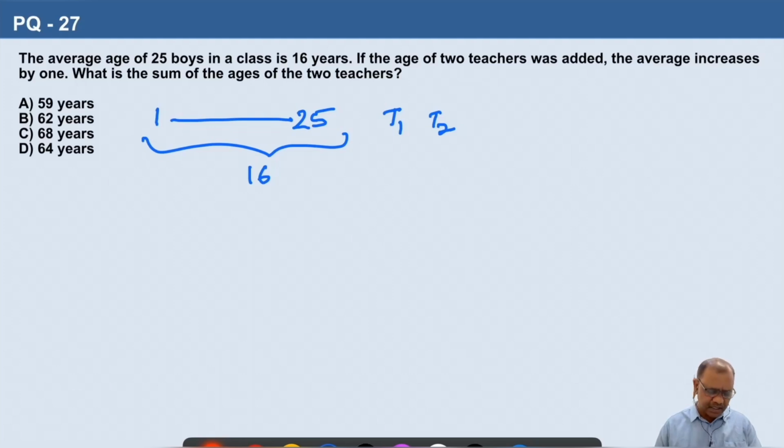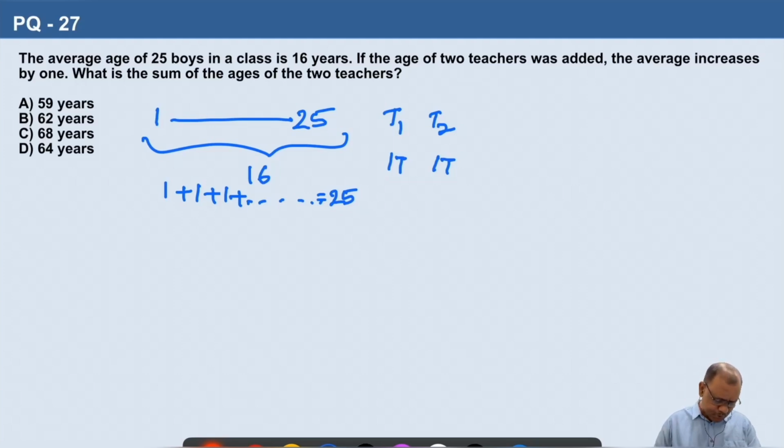So, let us assume the age of teacher 1 and teacher 2 as 17 and 17. And for the remaining 25 boys, the age is increasing by 1. That means for each boy, the age will increase by 1. 1 plus 1 plus 1 and so on. So, this is equal to 25. So, the total is increasing by 25 for all the 25 boys.